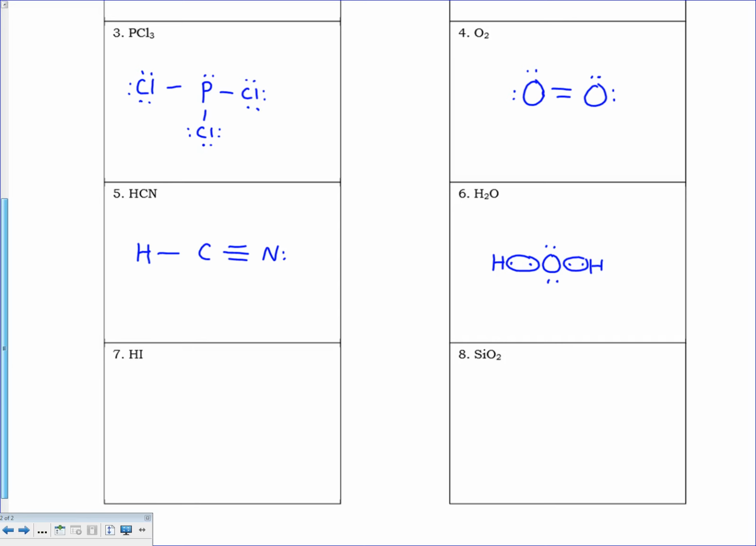And so it looks like that, and we see that those 2 are single bonds, so we're going to replace that with a set of single bonds. And that's what that looks like.